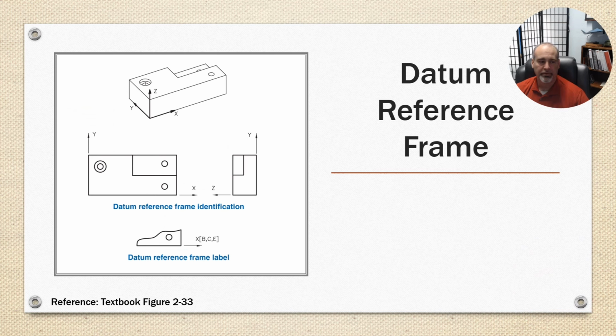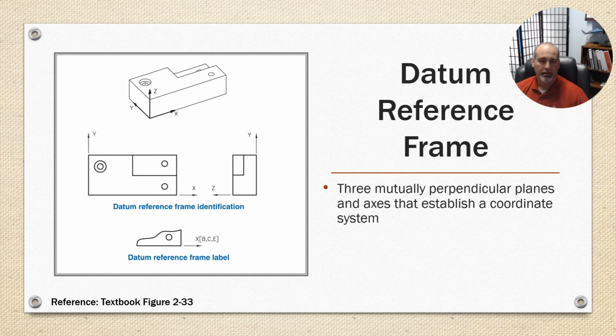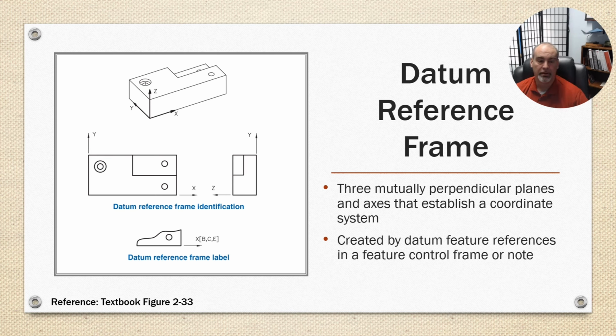Yeah, the datum reference frame. There are 3 mutually perpendicular planes and axes to establish a coordinate system. So if you're into machining, this is going to be pretty similar. This is where your coordinate system would be defined. You see this on drawings a lot when they are defining hole patterns by coordinates. But most models will have a reference frame. Created by a datum feature, references in the feature control frame or note, and one part may have multiple datum reference frames.